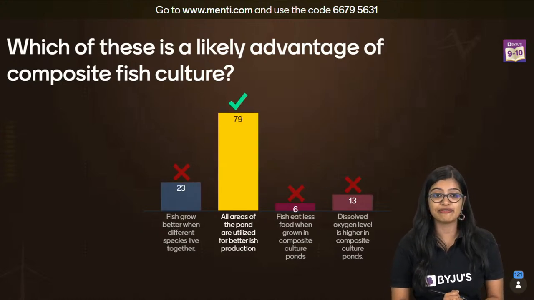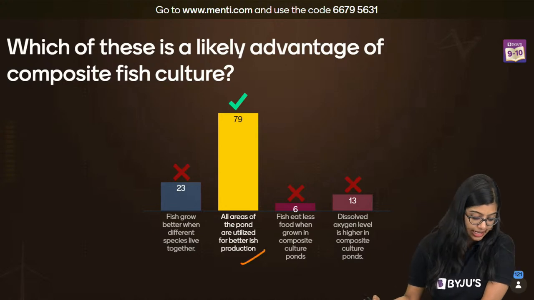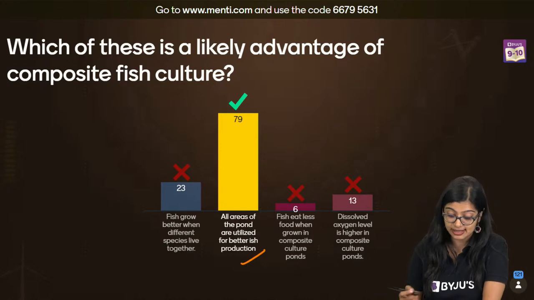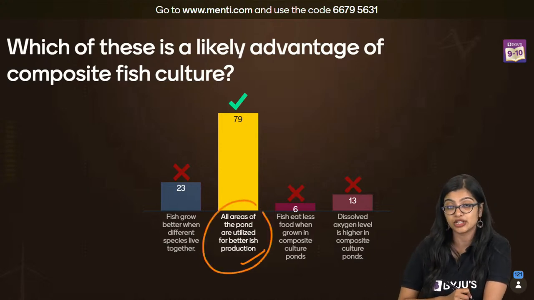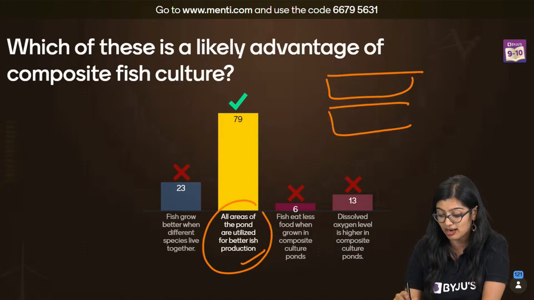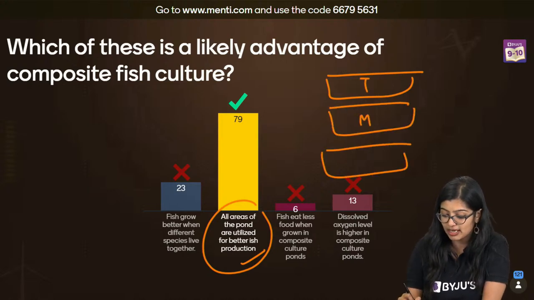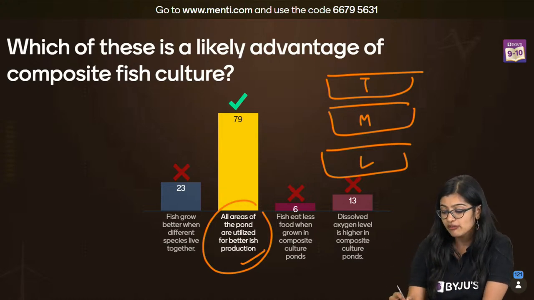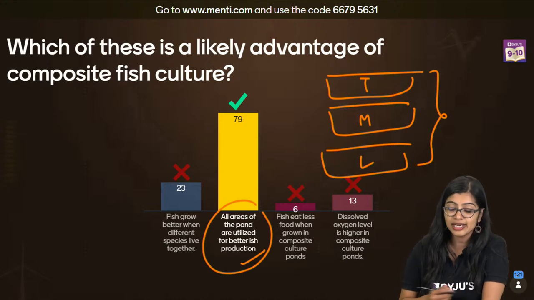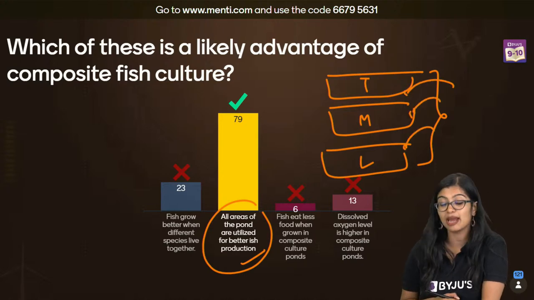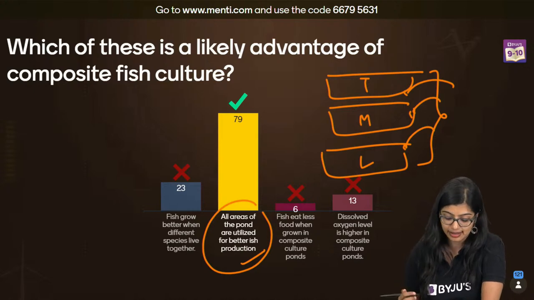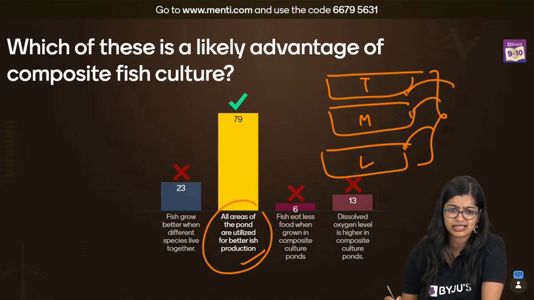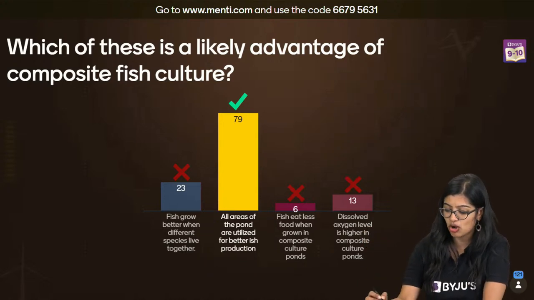Very good, everybody. So the correct answer here is option B. Why is composite culture practiced? Mainly because all areas of the ponds are utilized. If you have a top level, middle level, and lower level feeder or dweller, different species can be grown, and at the end of the day we are able to grow more species. Not because fishes eat less food or grow better when they are together. So the correct answer here is option B.